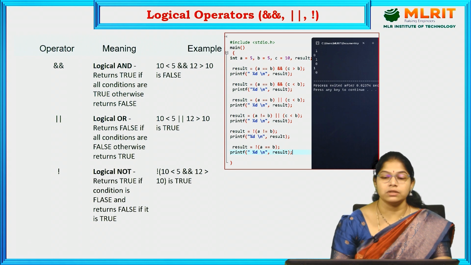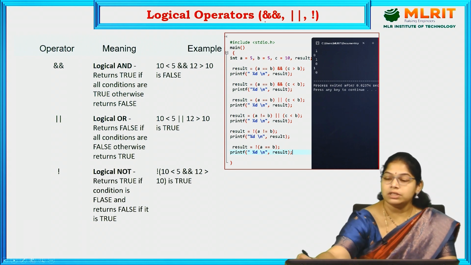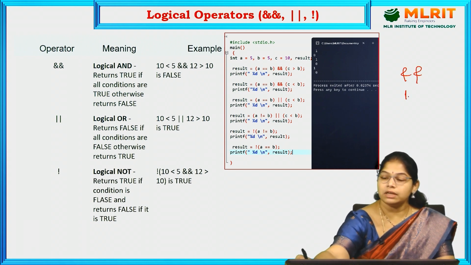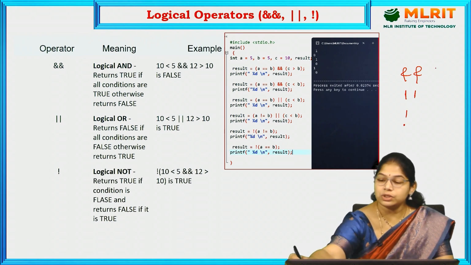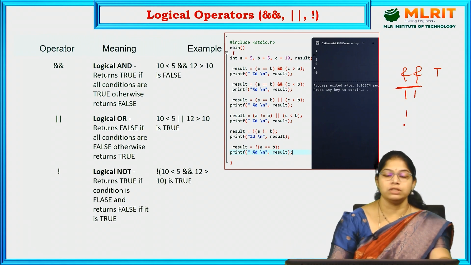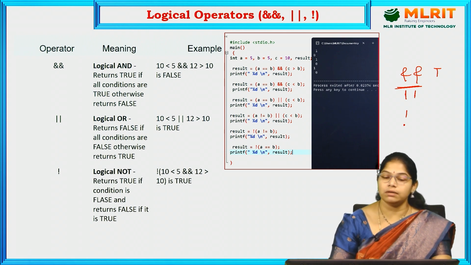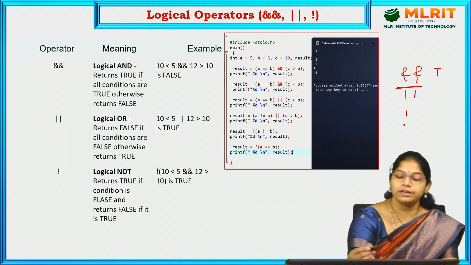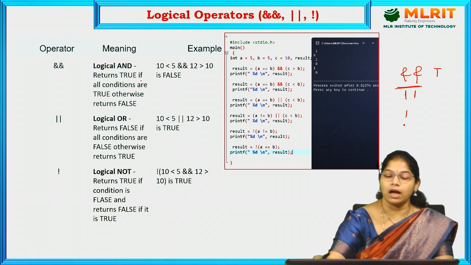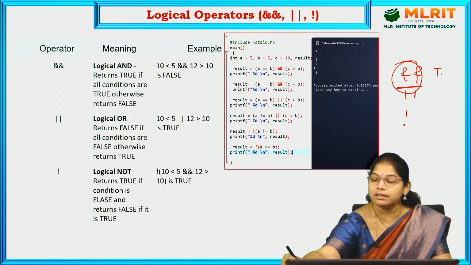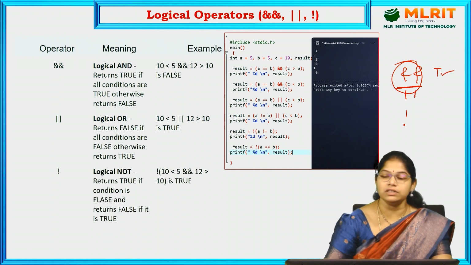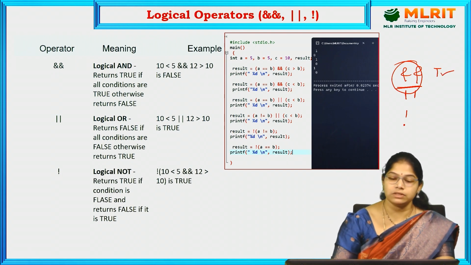Logical operators. Logical operators are logical AND, logical OR, and logical NOT. Logical AND is true when both the conditions are true. Logical AND combines one or more conditions into one statement. Logical AND returns true if all the conditions are true. Otherwise it returns false.